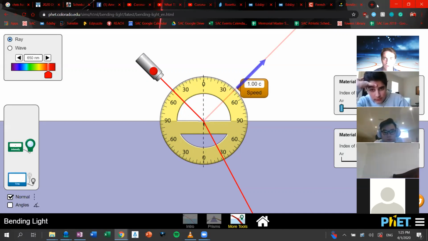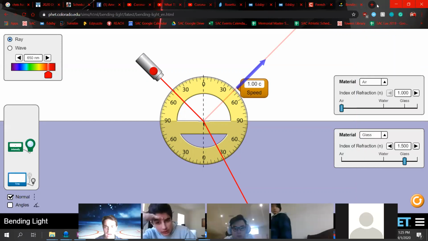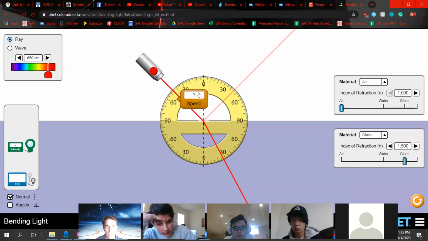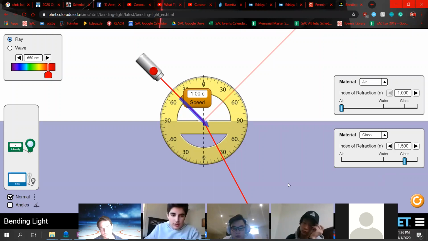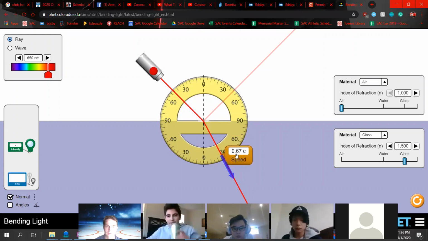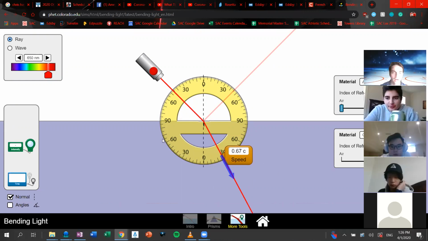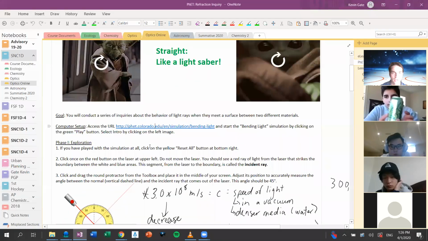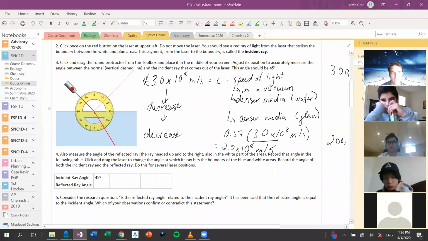Yes. Now, the index of refraction of glass is 1.5, so we know it's a denser medium. Do we think the speed of light will be faster or slower in glass? Slower. Let's find out. It is, in fact, only 2/3, 0.67 of the speed of light in air or vacuum. So yes, it is, in fact, quite a bit slower. And that's phase 1 of the refraction inquiry simulation worksheet.